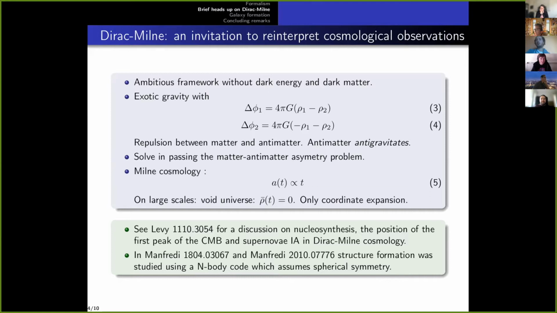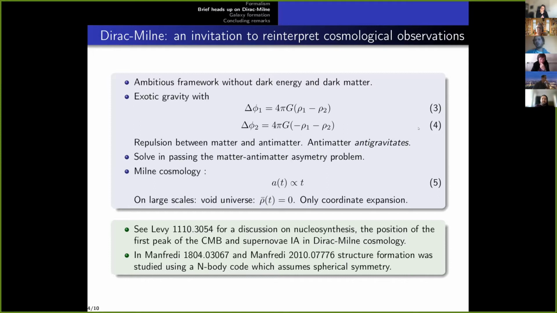So, void. And therefore, you have this mean cosmology, which describes the sort of universe. But in that case, the expansion is only coordinate expansion. So, okay, those are mainly the main feature of this cosmological model, which maybe is worth investigating, at least to see what it gives when you put it into Ramses.